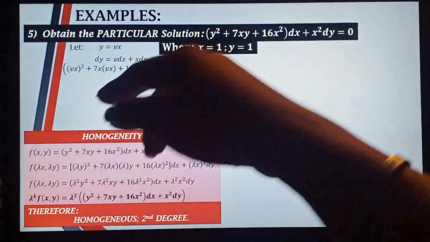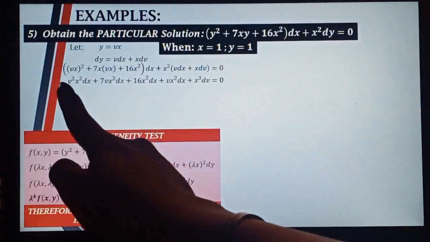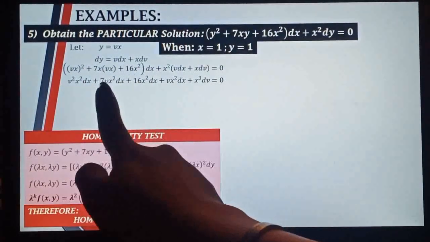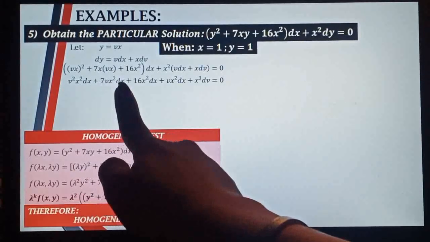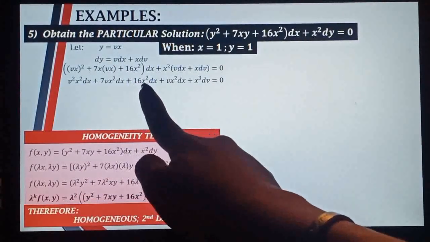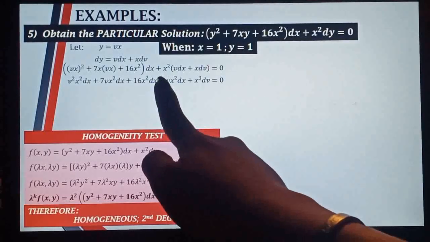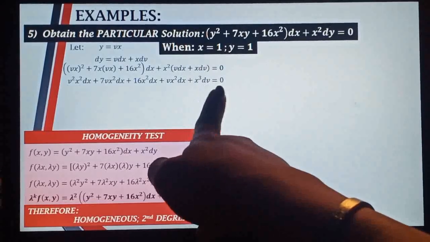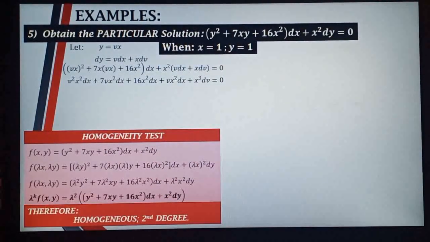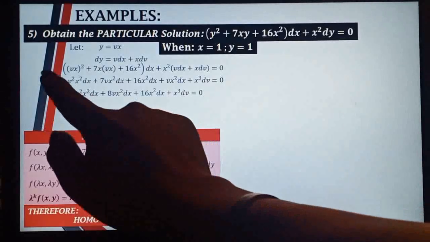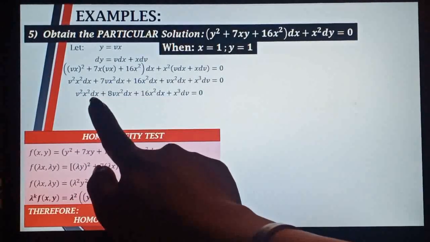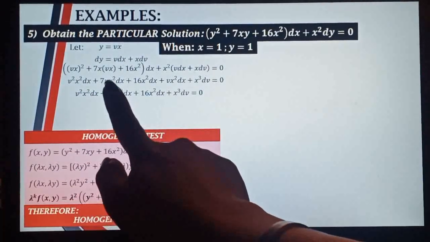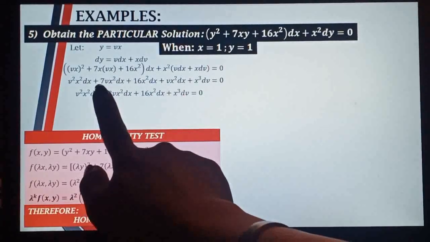Then distributing each terms, you will now have v squared x squared dx plus 7x squared v dx plus 16x squared dx, then plus vx squared dx plus x cubed dv equated to 0. Ngayon, pagsasama-samahin natin yung may like terms. So you will now have v squared x squared dx as is. Ang may kamukha lang ay si v x squared dx, which is the 7 plus 1.